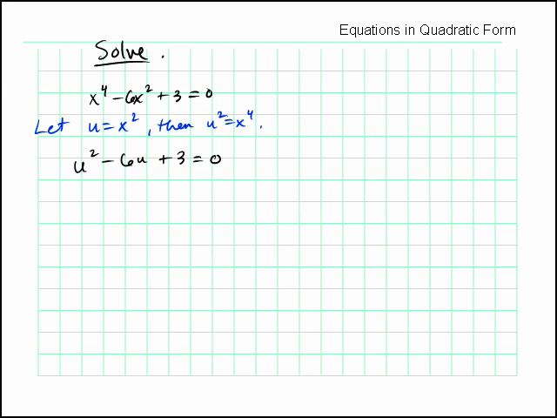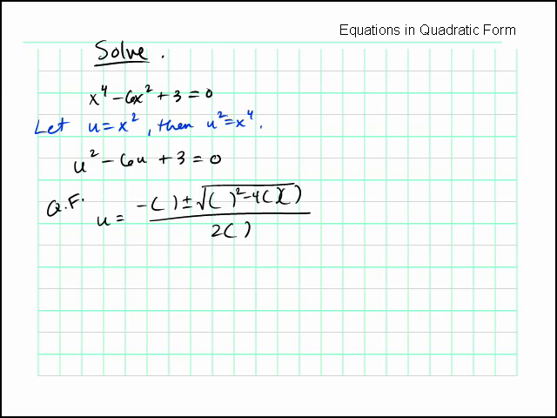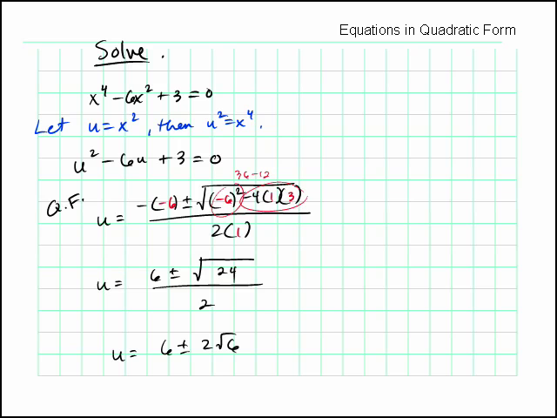Now, what makes this one different is that it does not factor, and so I have to resort to using the quadratic formula to solve it. U equals -b plus or minus the square root of b squared minus 4 times a times c, divided by 2a. b is -6, a is 1, and c is 3. And so I end up with u equals +6 plus or minus the square root of something over 2 here. Under the square root sign, we have a 36 minus a 12, which is 24. The square root of 24 simplifies to 2 square root 6, all over 2 there.